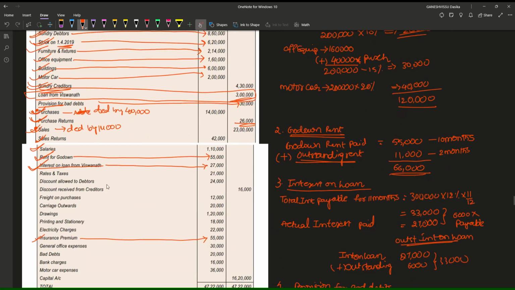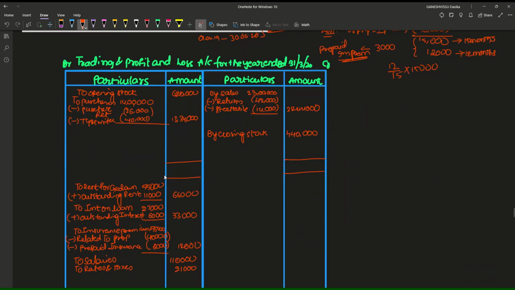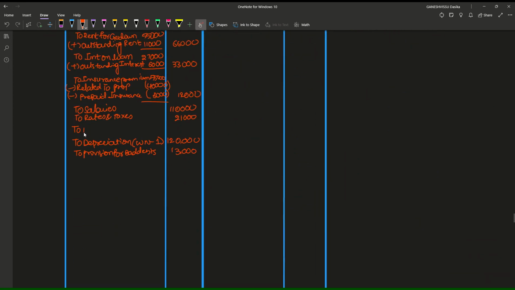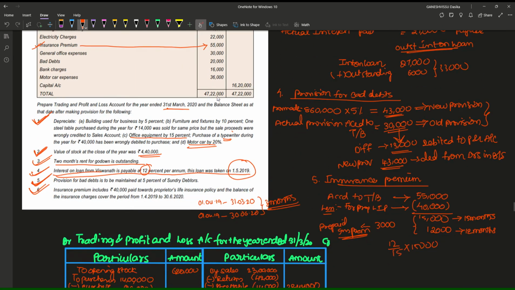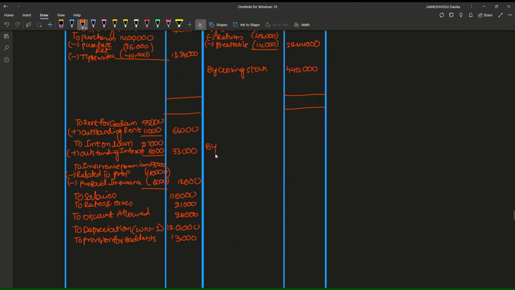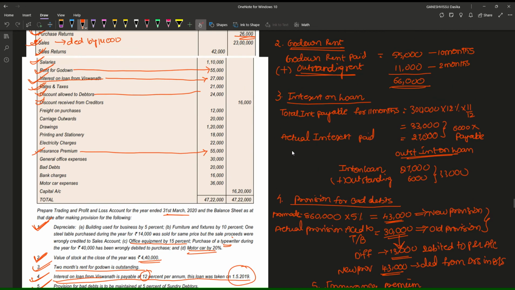21,000 rupees. We have completed this return taxes also. Discount allowed to debtors 24,000. To discount allowed, what can we write here? To discount, which is 24,000. And now we have discount received from the creditors, which is 16,000. By discount received, I am leaving the space for the gross profit. By discount received, which is 16,000 rupees. Right, we have completed this one also.